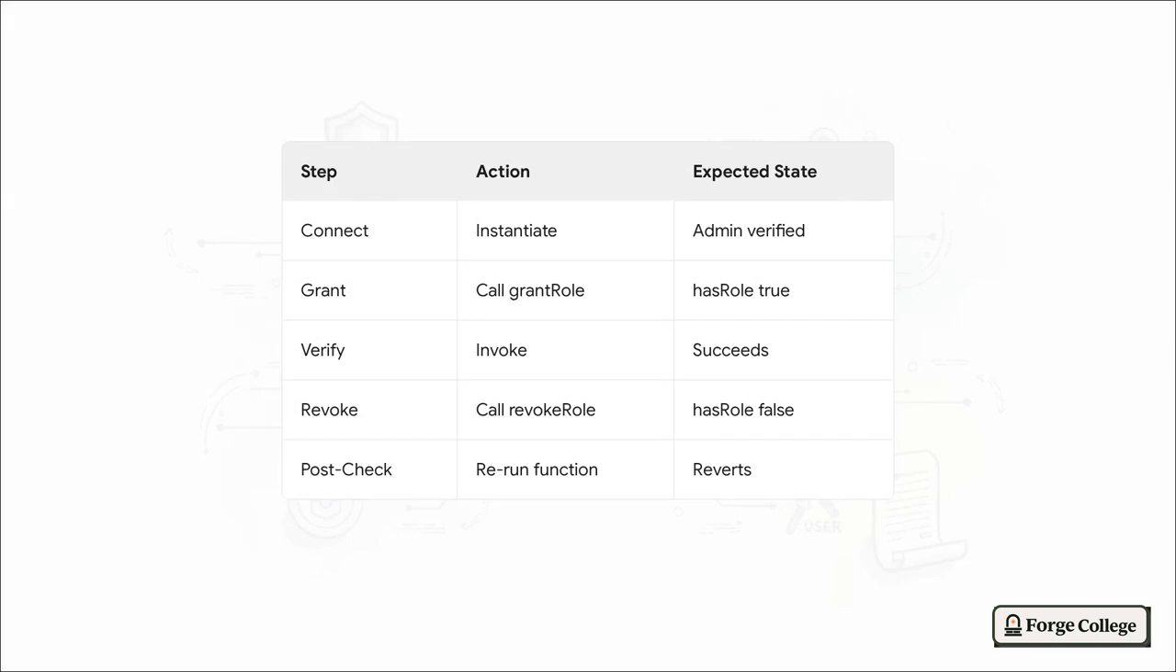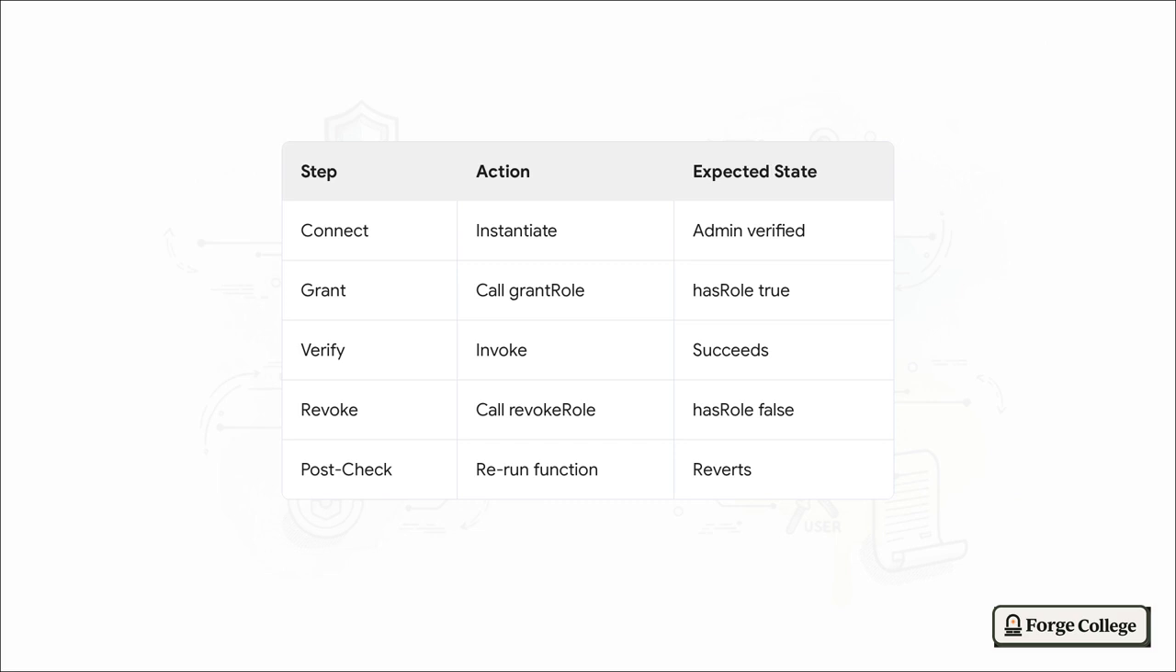So let's look at our engineer's checklist here to get our bouncer ready for their shift. First up, we connect. We instantiate our local RPC provider, which remember is basically our pipeline to the blockchain, and an admin signer. Now this signer is the club manager. They're the only one with the actual authority to hand out VIP access. Next step, we grant the role. The expected state here, our hasRole check returns true.